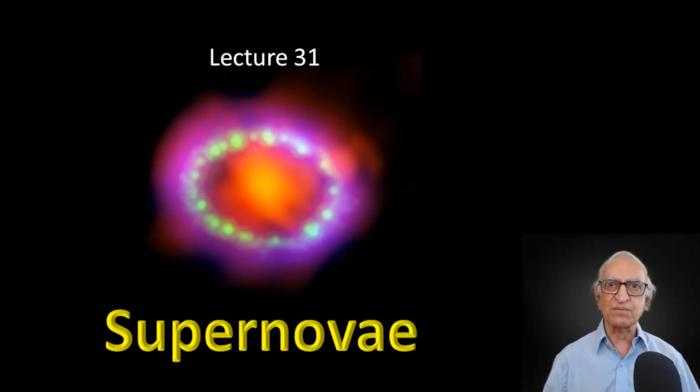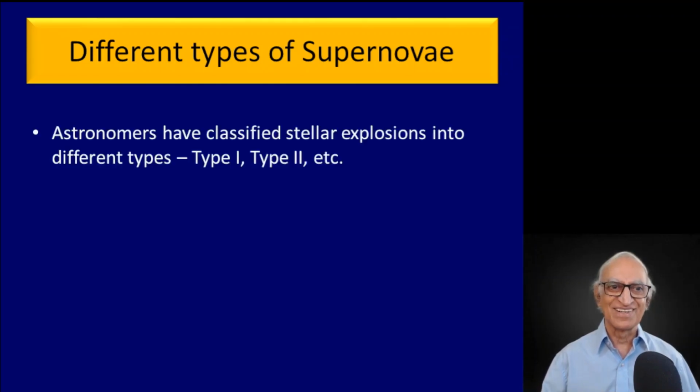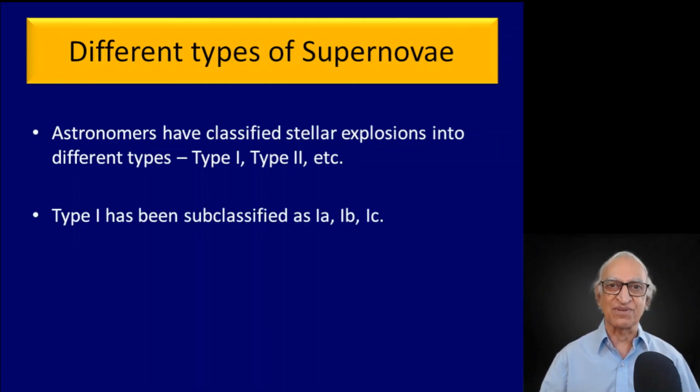Today's lecture is about supernovae, explosions of stars. There are different kinds of stellar explosions, and astronomers have tried to classify them. Since astronomers are very imaginative, they've called them type 1, type 2, etc. Type 1 supernovae, for example, have been further subclassified, again very imaginatively, as type 1a, 1b, 1c, and so on.